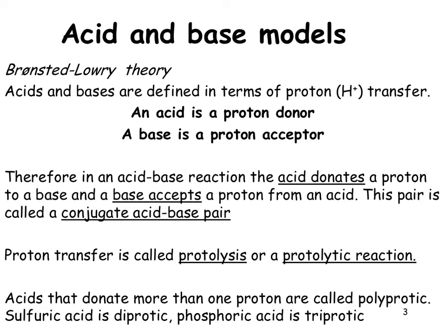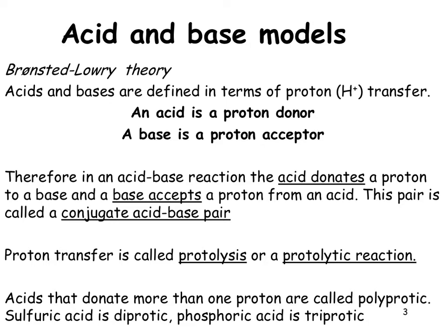So, there are a whole lot of models on acids and bases, but the one that we're going to study is called the Bronsted-Lowry Theory, and it defines, and you need to know these definitions, an acid as a proton donor and a base as a proton acceptor. So when an acid-base reaction takes place, the acid donates its proton to the base, and the base accepts that proton from the acid, and we call those a conjugate acid-base pair. So they are paired together. Proton transfer is called protolysis or a protolytic reaction, working with protons.